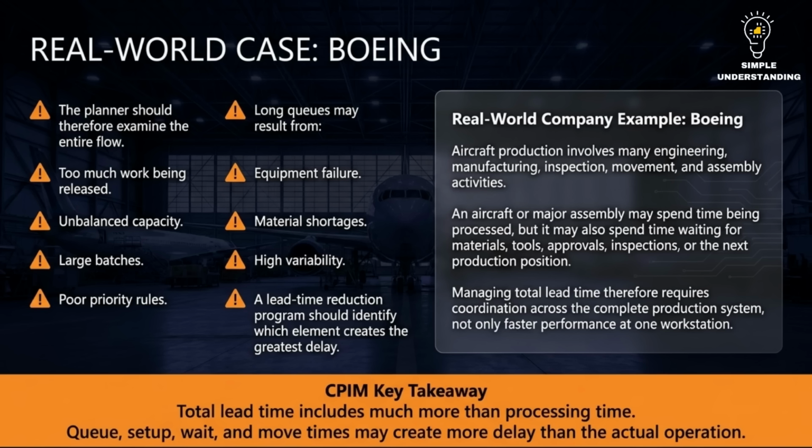Real-world company example: Boeing. Aircraft production involves many engineering, manufacturing, inspection, movement, and assembly activities. An aircraft or major assembly may spend time being processed, but it may also spend time waiting for materials, tools, approvals, inspections, or the next production position. Managing total lead time therefore requires coordination across the complete production system, not only faster performance at one workstation. CPIM key takeaway: total lead time includes much more than processing time. Queue, setup, wait, and move time may create more delay than the actual operation.